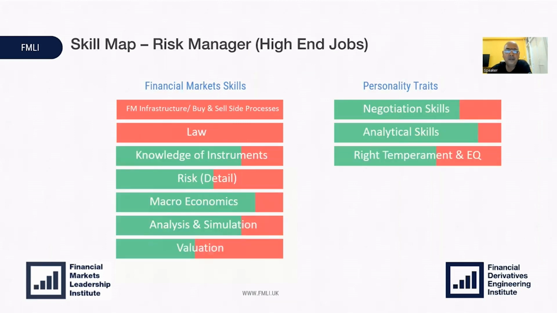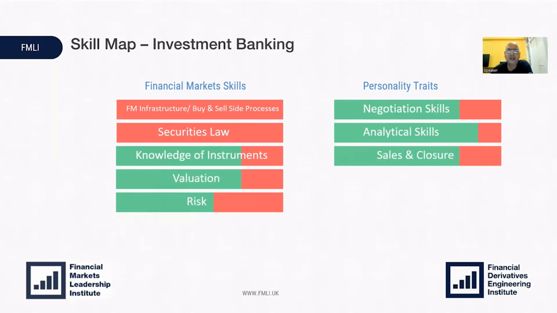If you want to become a risk manager, guys, then you need knowledge of law, knowledge of instruments, knowledge of risk in detail, macroeconomics, analysis and simulation, valuation, etc. If you want to be a good manager, then some personality traits are also needed. For example, you need to be very, very analytical. Okay, right temperament and EQ is needed. Negotiation skills, because you also have to talk to other risk managers in counterparty financial institutions.